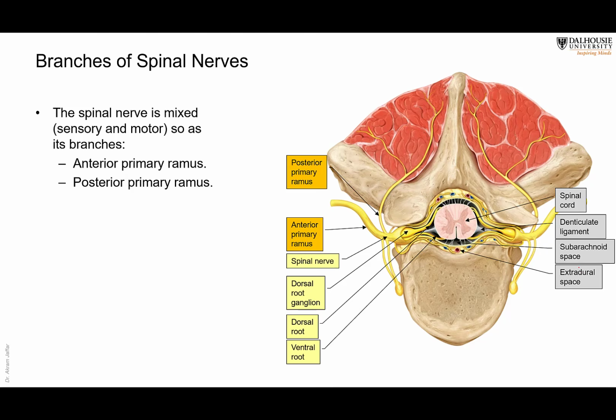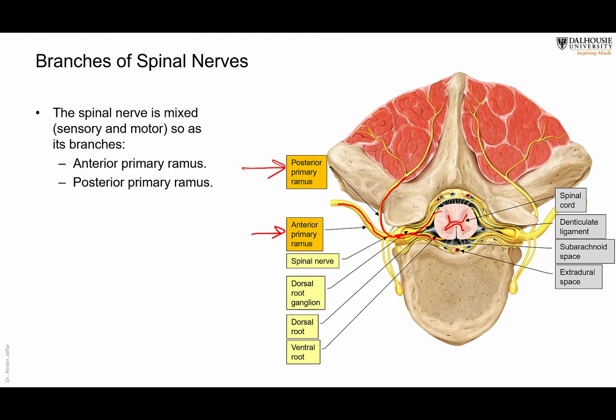So here are the branches. Look at this section, a transverse section again. You can see the spinal cord in the midline with the capital H, and this is a dorsal root and a ventral root, forming a spinal nerve. The spinal nerve arises from the intervertebral foramen and divides into a posterior ramus and an anterior primary ramus. So these rami, whether posterior or anterior primary rami, are mixed. They contain sensory and motor fibers.